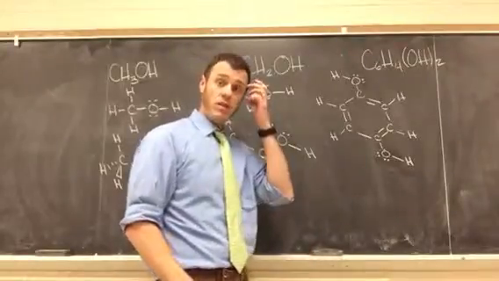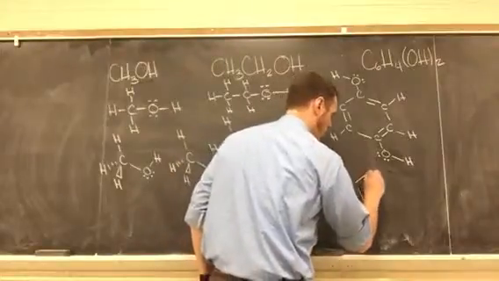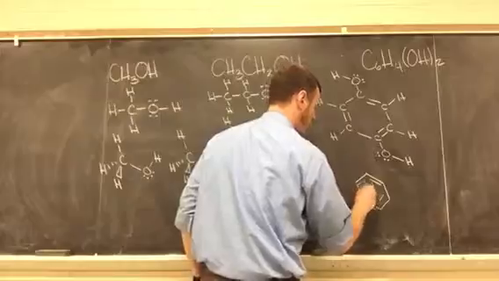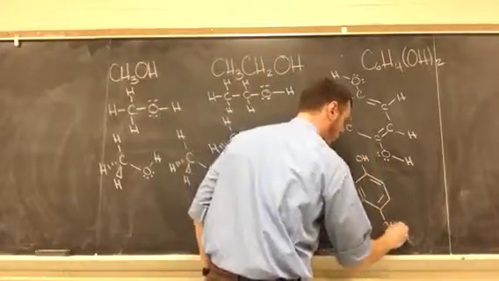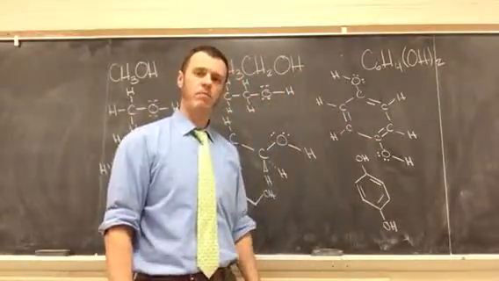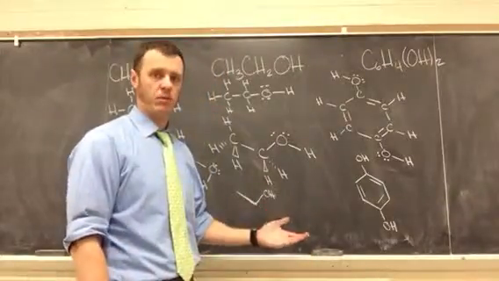Now if I were to draw this with organic drawing, it's going to be a little bit easier. We draw our hexagon, put our double bonds in, and just put our OH groups up at the top. Hopefully you can see what's going on here, all right? So this is how we draw organic structures using VSEPR, all right?